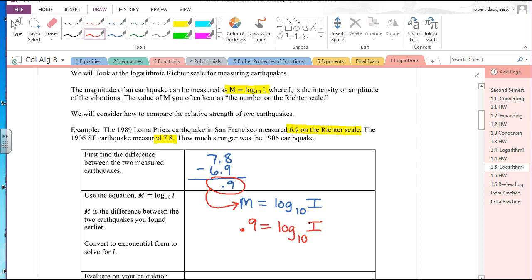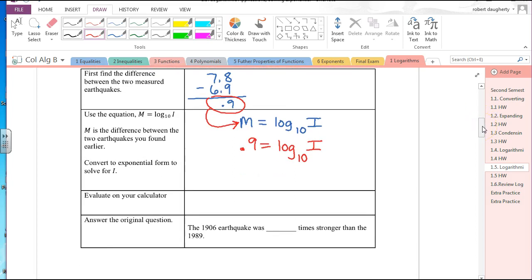This is a log equation. I have logs on how many sides of this equation? One side. What's my strategy for solving a log equation that has a log on one side? Convert it to what? Exponential. Okay, let's look at this. What is the base? Base is 10. Okay, what is the exponent? 0.9. So 10 to the 0.9 equals what? I. So that tells me how much more intense the 7.8 earthquake was over the 6.9.